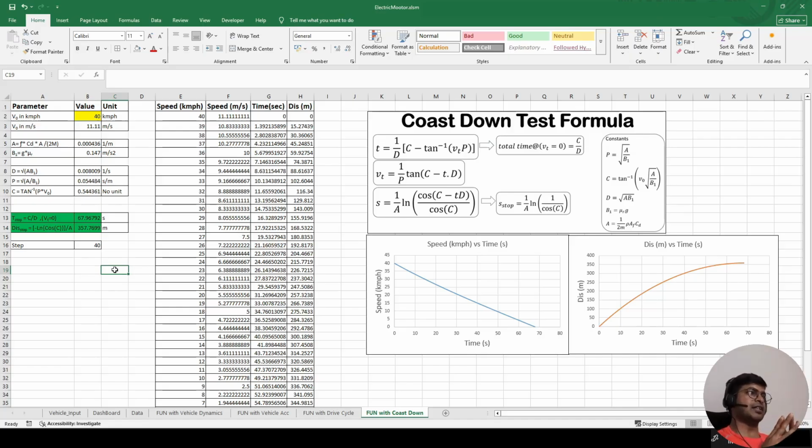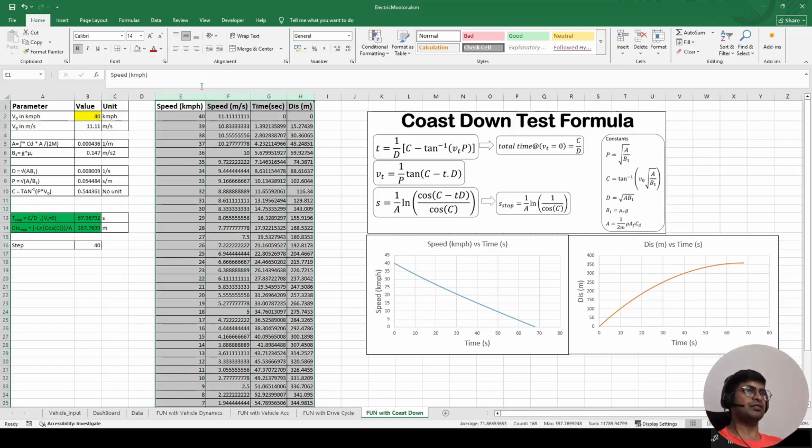Now I want to draw the graph. Let's say the vehicle speed is 40 kmph, next it went to 39 kmph, 38 kmph, and then 0. Then what is the time it took for, let's say, going from 40 kmph to 39 kmph, 39 kmph to 30 kmph? That's what I am doing here.